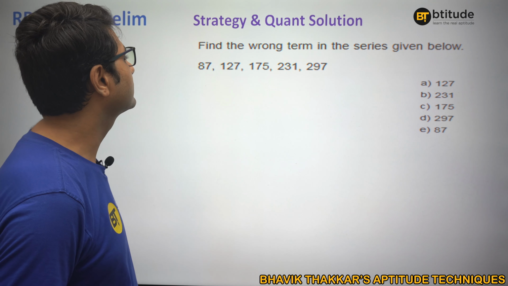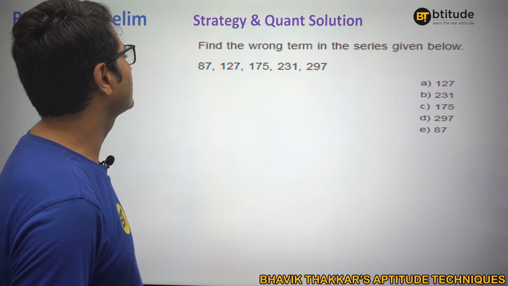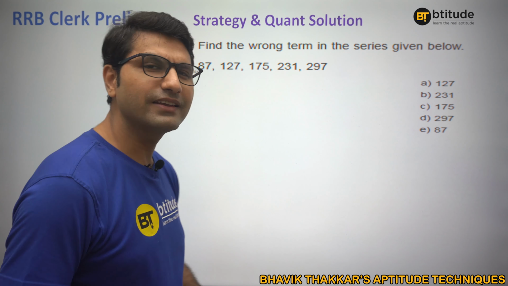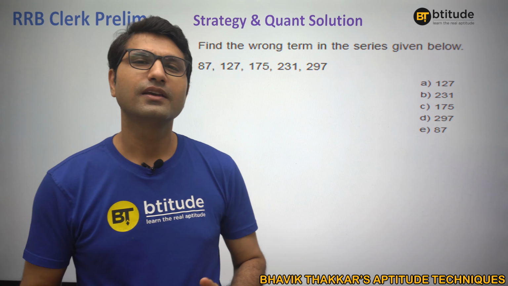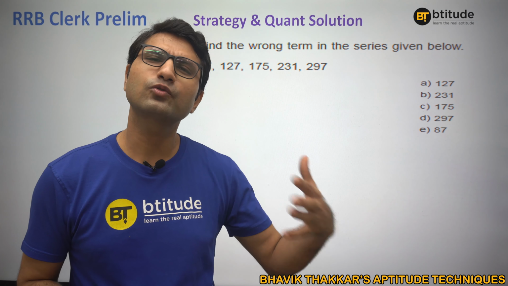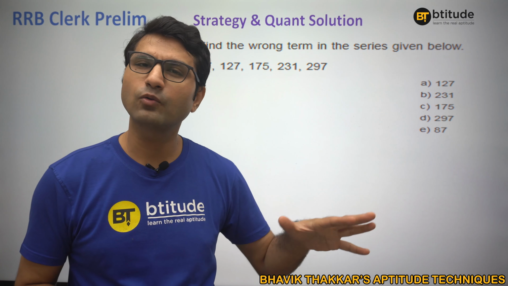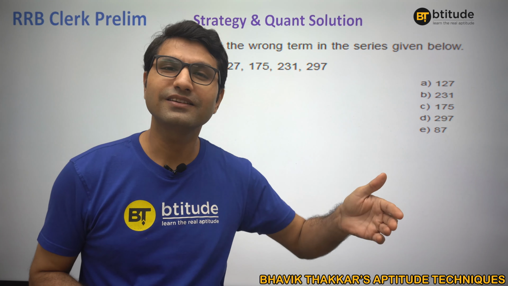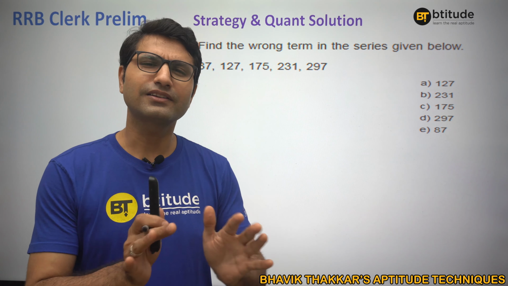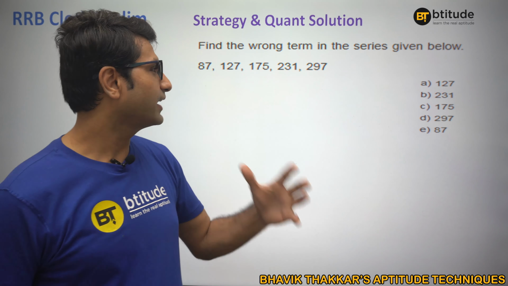So I'll go something like this. Wrong term in the series given below. Now look, series, whenever you approach the series, you should be knowing. Either they have something to do with squares or cubes or some numbers around there, or some multiplication or some difference. These are the three usual methods, right? So then it should strike.